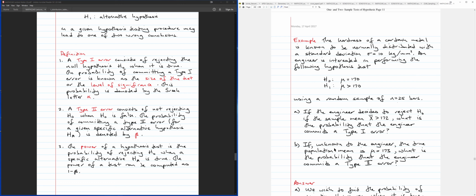In this case, the H0 is that mu is equal to 170, but the specific alternative hypothesis is given to you in the problem, which is mu is equal to 173. So you're going to be using that in your problem. Given that your specific alternative hypothesis is 173, what we want to get is the probability of a type 2 error.